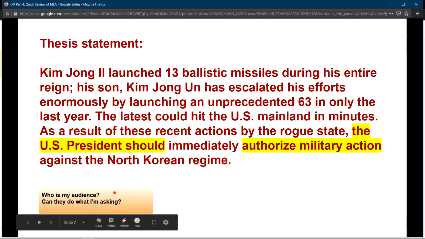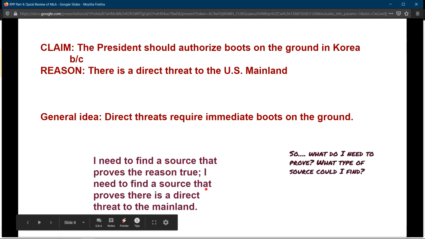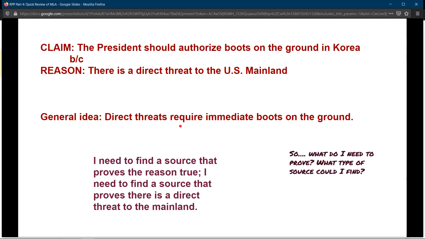So of course the first question you want to think about is, who is my audience? Can they do what I'm asking? And then the general idea: direct threats require immediate boots on the ground. I need to find a source that proves the reason true. I need to find a source that proves there is a direct threat to the mainland. So what do I need to prove? What type of source could I find?